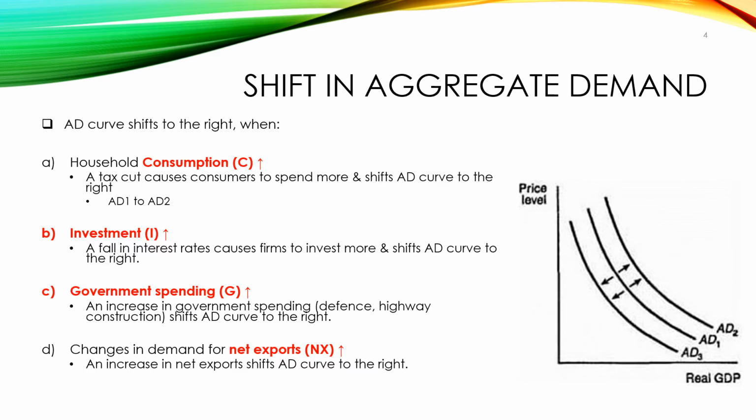The AD curve shifts to the right when household expenditure, private investment, government expenditure, and net exports increase. Households increase expenditure when a tax cut causes consumers to spend more, shifting the AD curve to the right. Private investment increases when the interest rate reduces, which makes it cheaper to borrow money for investment. As a consequence, the AD curve shifts to the right. Government spending on defense and highway construction increases public expenditure. This will shift the AD curve to the right. Finally, the AD curve also shifts to the right when net exports increase.